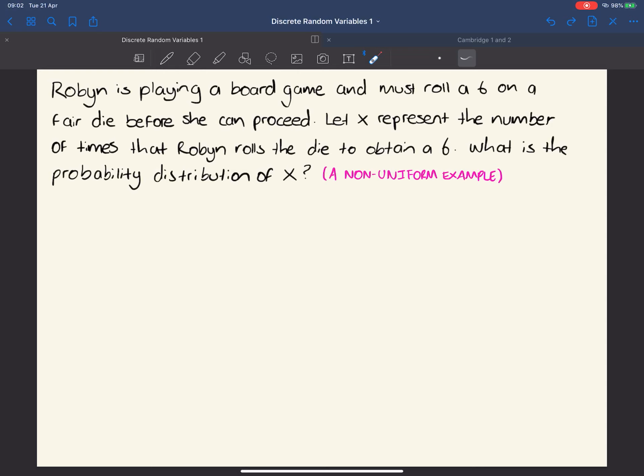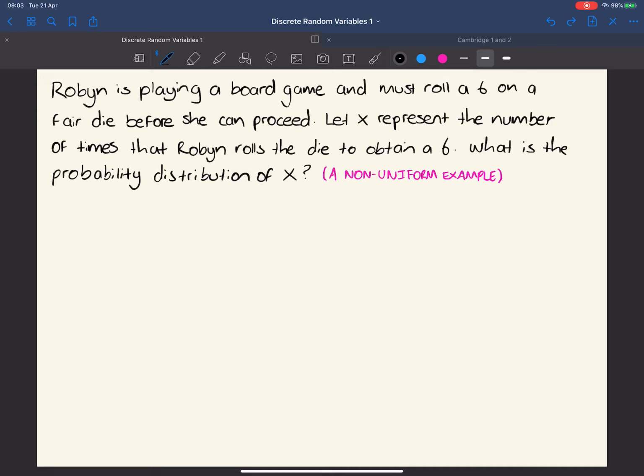Robin is playing a board game and must roll a 6 on a fair die or dice before she can proceed. So she has to get a 6 before she can start the game. Let X represent the number of times that Robin rolls the die to obtain that 6. What is the probability distribution of X? Okay, so it's a bit of a weird one. We're going to start off by doing a table, but think about it.